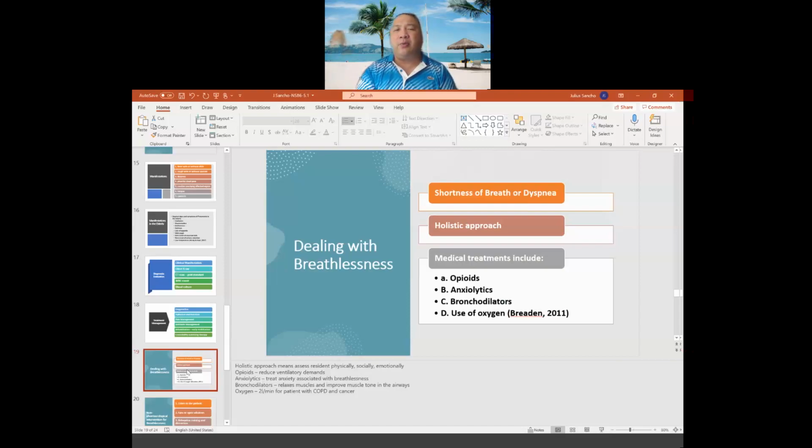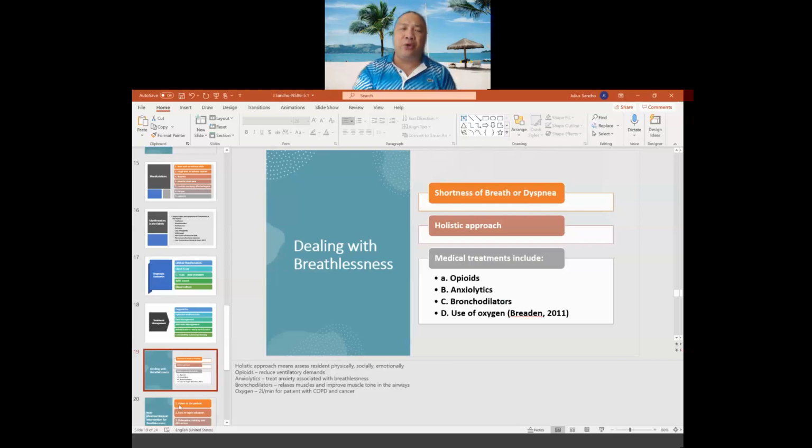So with breathlessness, most of the medical treatment will include opioids. Because if the resident is having severe pain, this could result in anxiety, and it could result in breathlessness or difficulty breathing. If the resident is anxious, then we provide anxiolytics. If the resident has asthma, then we could provide some bronchodilators through nebulization. And of course, you could give the resident oxygen to prevent hypoxemia.